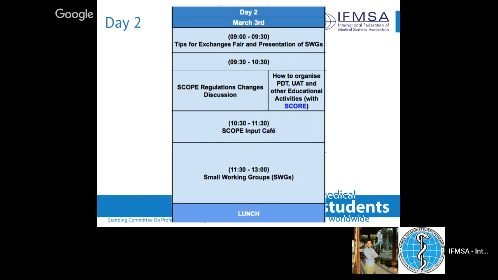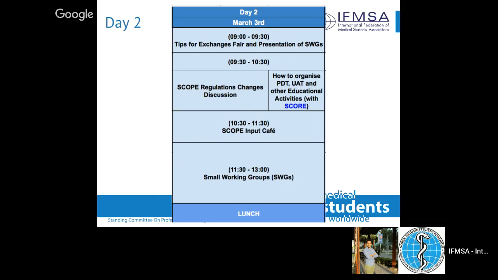Day 2 is about tips for the Exchange Fair, the first session, and presentation of small working groups. In the morning, we will start with tips for the Exchanges Fair and presenting the small working groups that will be the small working groups of the last session of the day, starting from 11:30 to 1 p.m. And then we will have a parallel session.